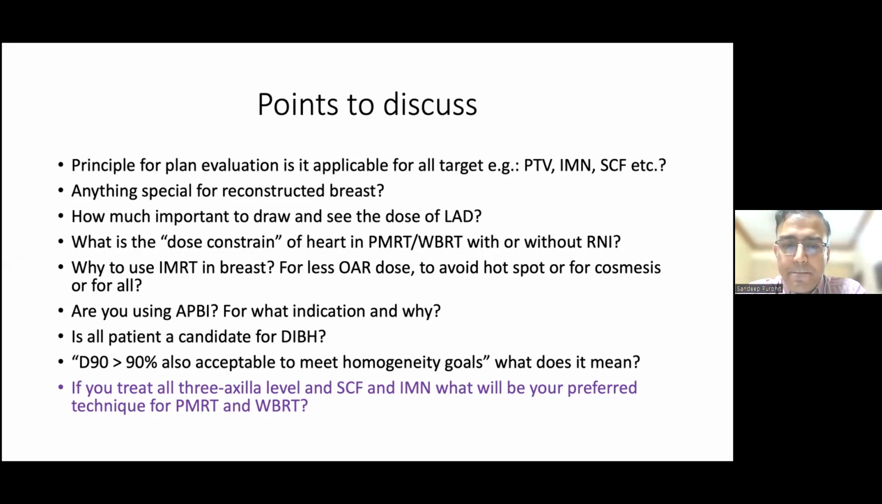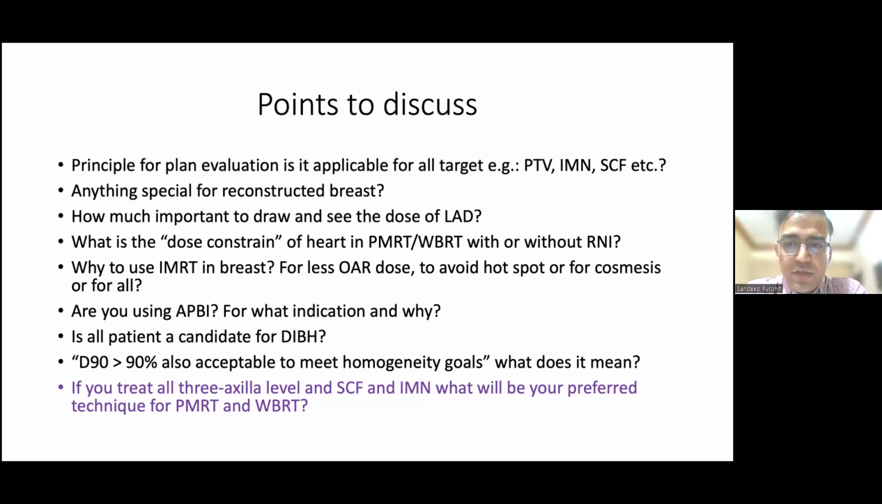So what technique? This is a special scenario. Normally, if we have a good axillary dissection, we don't cover level 1 and 2. We go only to level 3 and the IM node. But here is an unfortunate lady. Unfortunately, the dissection was not adequately done. So we need to cover levels 1, 2, 3, SCF, and also IM. Yes, sir, whole breast, PMRT. What is your selection technique? Will you go for IMRT, VMAT, or inverse forward IMRT? What will be your technique?